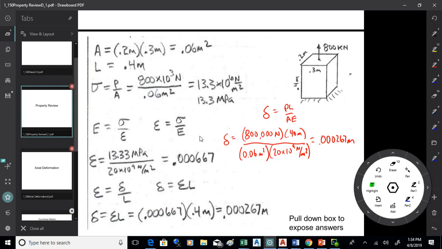Now, the deal with this is you can use it for shear also, but you've got to be careful with it. It isn't listed for shear because shear deformation is not quite as commonly needed as normal stress deformation. If you use it for shear deformation, the P turns into a V, and the E, very importantly, turns into a G. It's not the modulus of elasticity when you're doing shear, it's the shear modulus, okay? So you want to keep that straight.